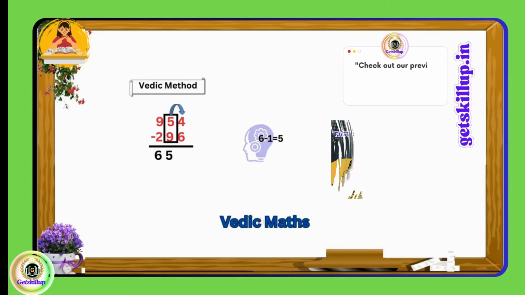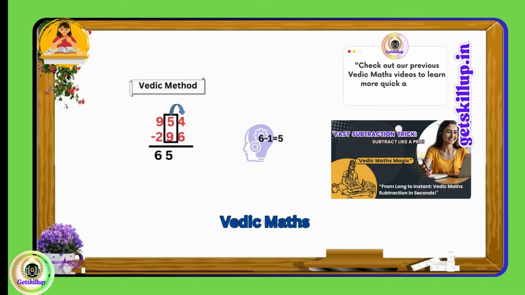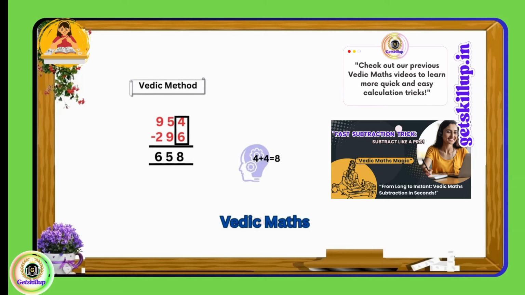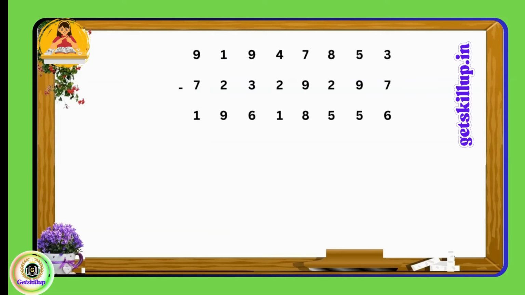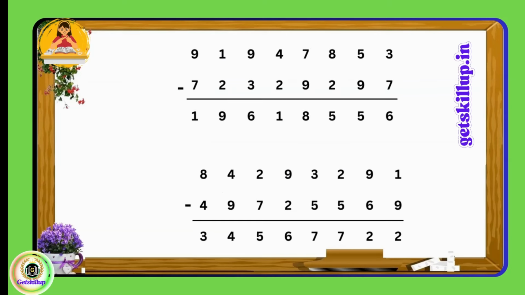However, since the next pair is a mismatch, 6 becomes 5. Similarly, the complement of 6, which is 4, is added to the top number 8. Therefore, the answer is 658. Using this method, we can solve any lengthy subtraction easily.